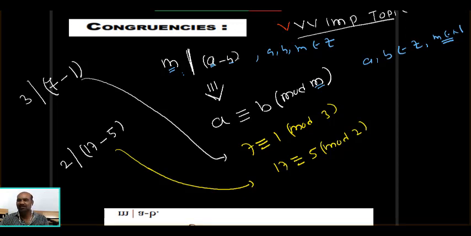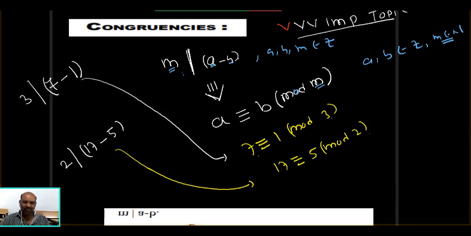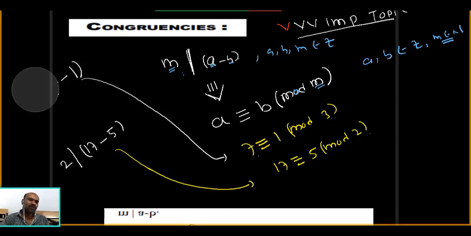We read it as A congruent to B modulo M. Modulo is spelled M-O-D-U-L-O, but you should write M-O-D only. Just write mod M. So how to read A congruent to B modulo M: it means that M divides A minus B. 3 divides 7 minus 1. 2 divides 17 minus 5. This is very important. One more example I will give.